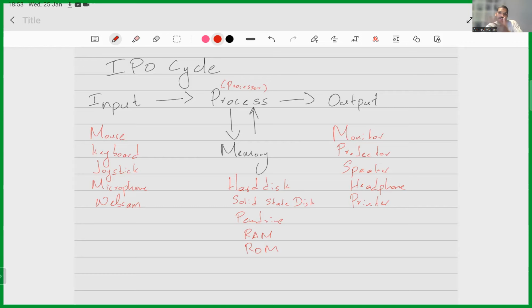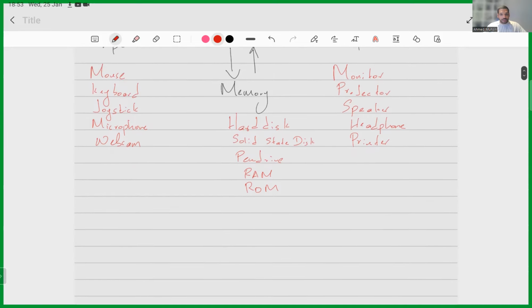And then your printer will give you the output where the printout would appear. Okay, so this is what we refer to as the IPO cycle, and every single computer follows this cycle. All computers follow what we call the IPO cycle. There is input, there is a process, and while processing, it communicates with your memory, and thereafter it delivers an output. Okay, there is something else as well that I would like to add over here.